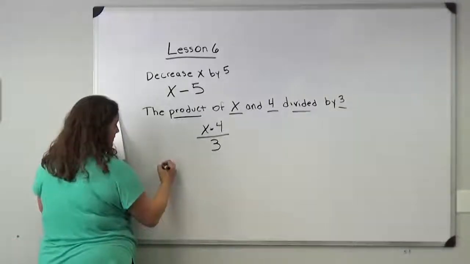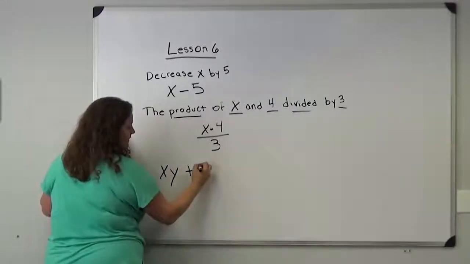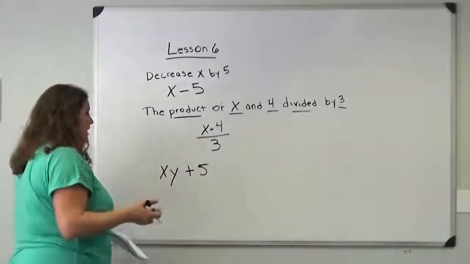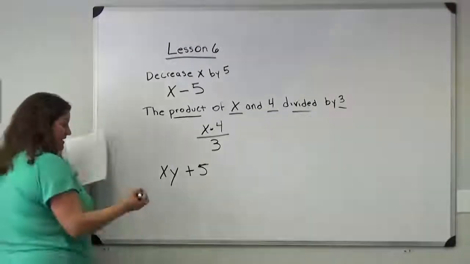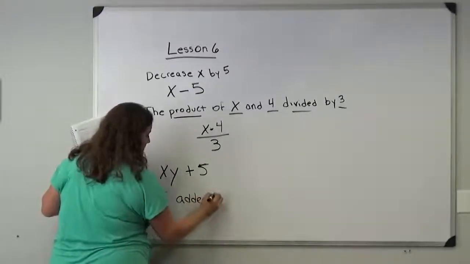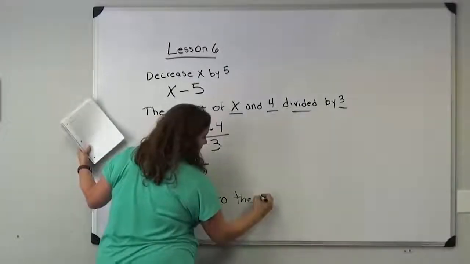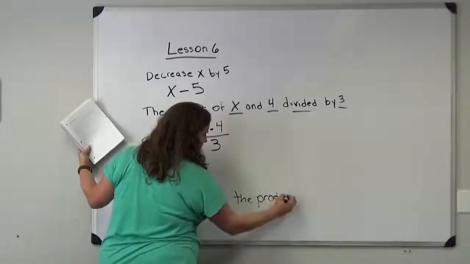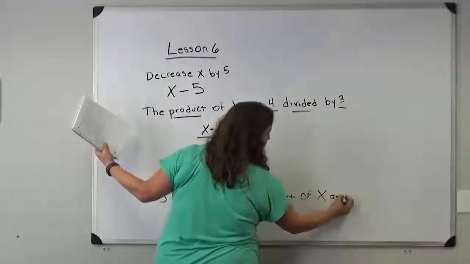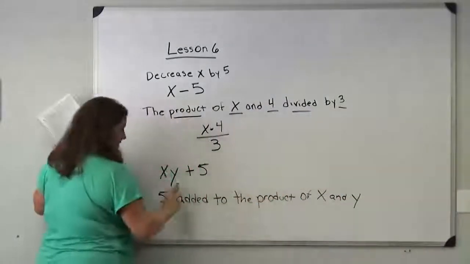So you're given an equation such as xy plus 5. And you're asked to write this out in sentence form. There's a couple ways that it would still be correct. But the way I chose to write it is 5 added to the product of x and y. So you're increasing the product of x and y by 5.